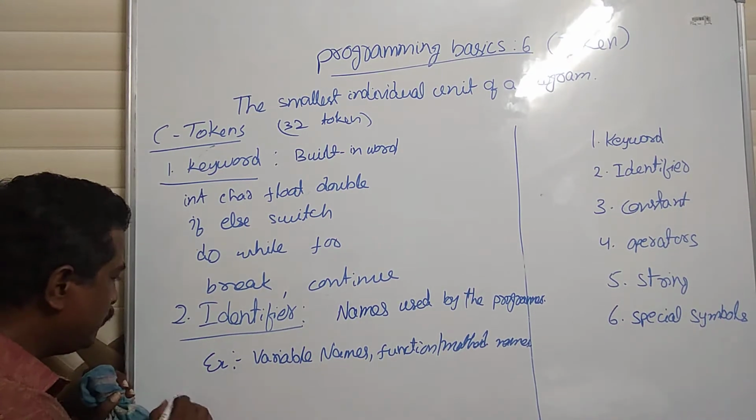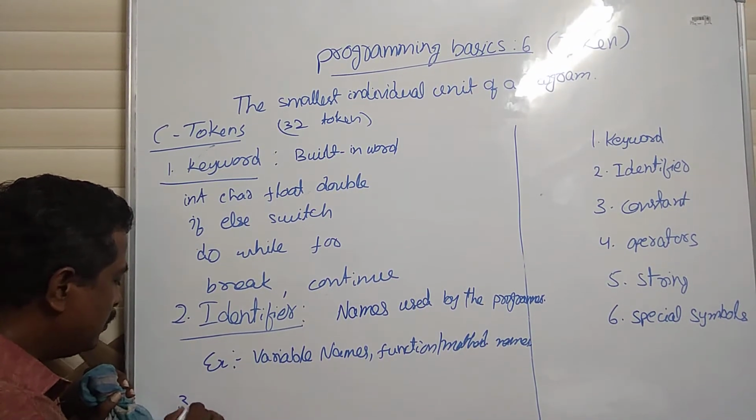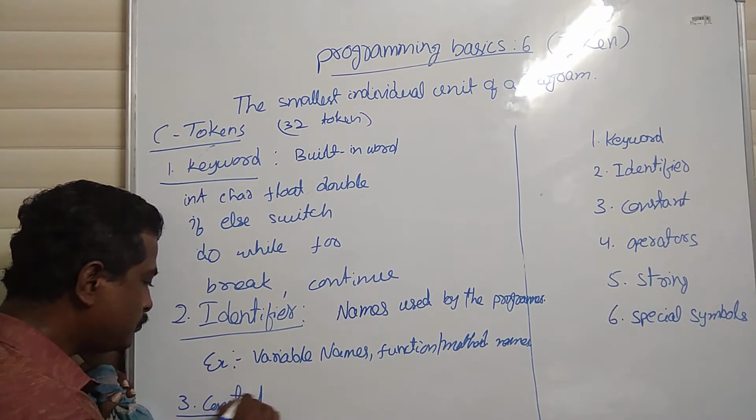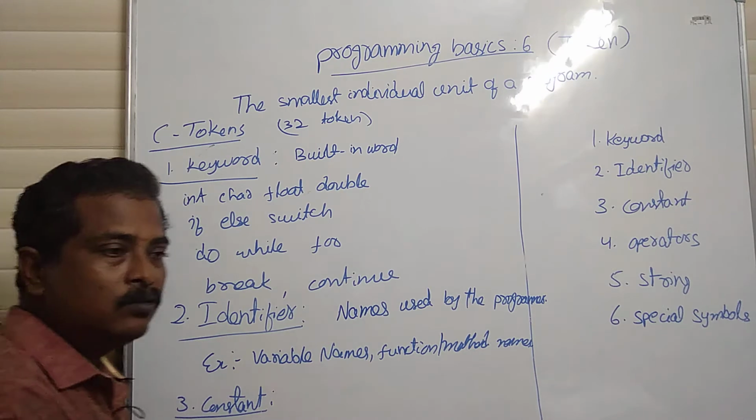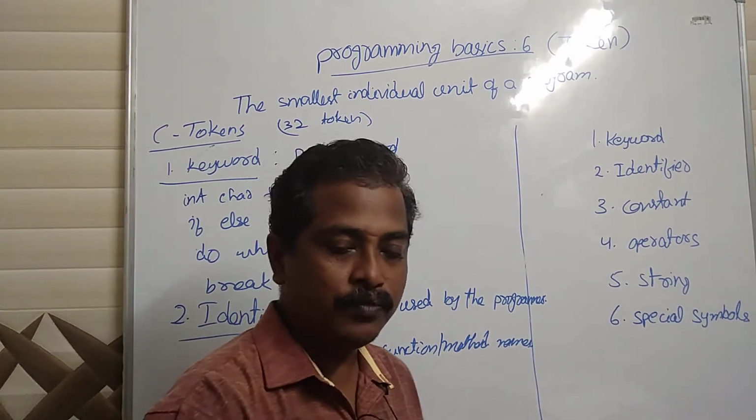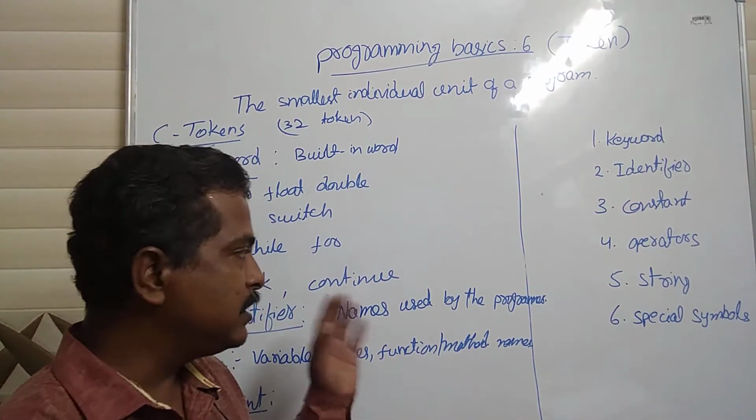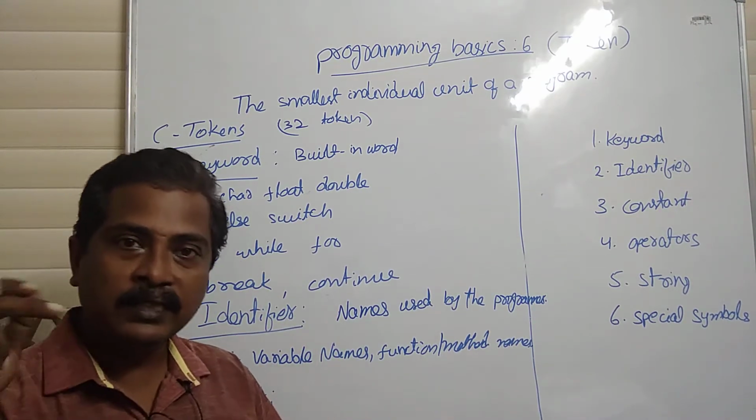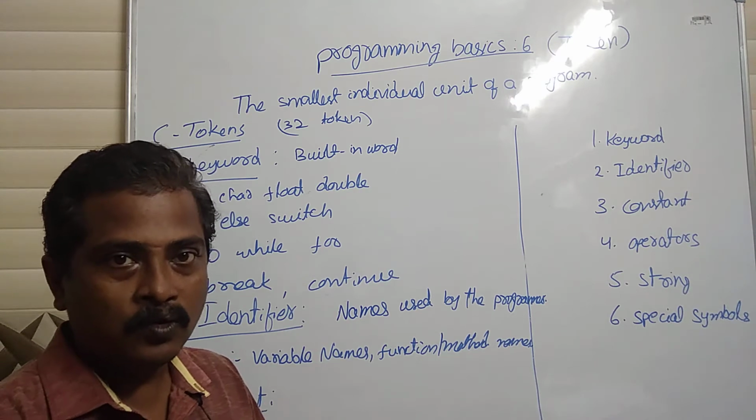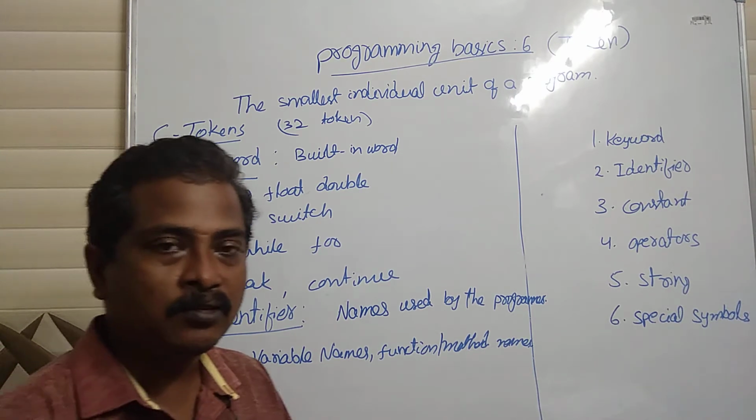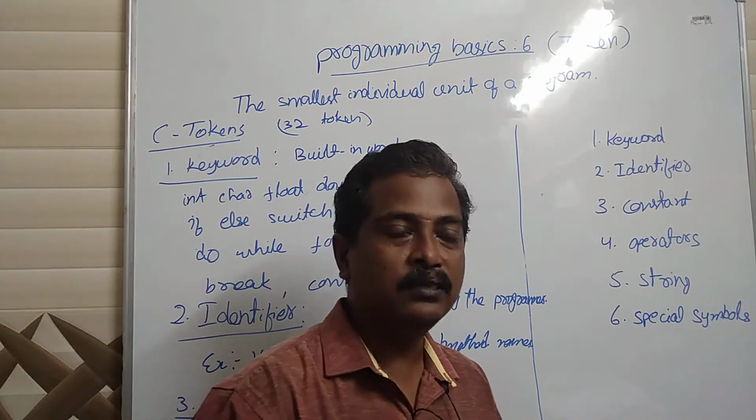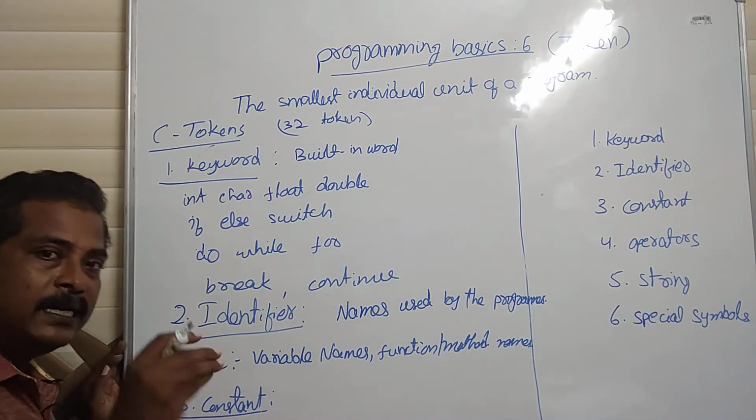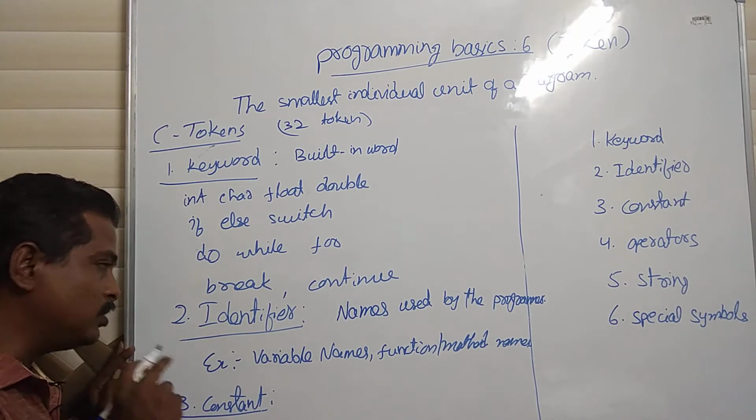So after this identifier, third one is constant. What is a constant? Now constant is the value whose value remains same throughout the program. For example, in last example, I have written x is equal to 10. The 10 is a constant. Similarly, you may take character constant, you may take float constant, you may take any data type constant. So whatever value directly you are taking, that is known as constant.